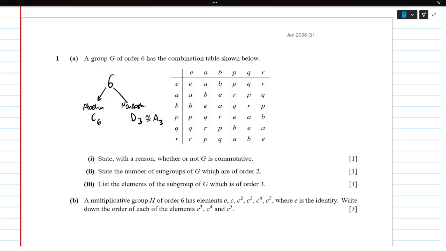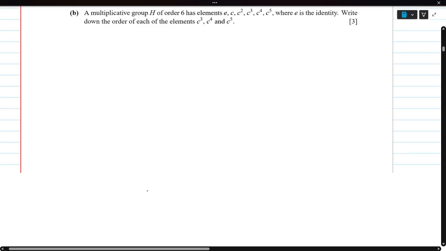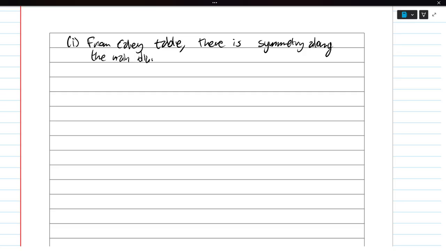State the number of subgroups of G which are of order 2. Okay, that's a good one. So I'm going to go down here. For my part A, I'm going to say from the Cayley table, there is symmetry along the main diagonal, which implies that it is commutative, which is abelian.